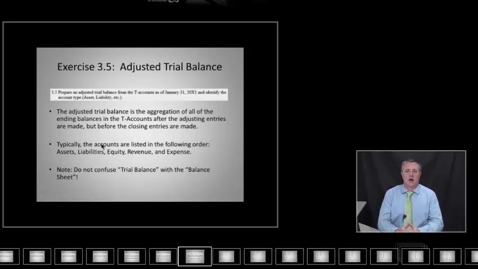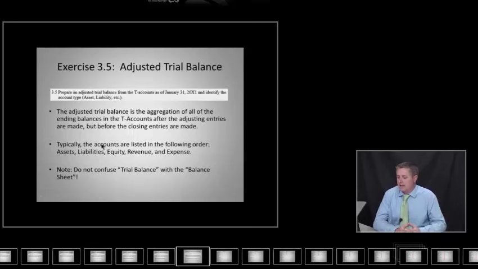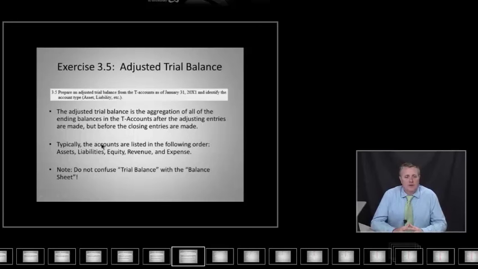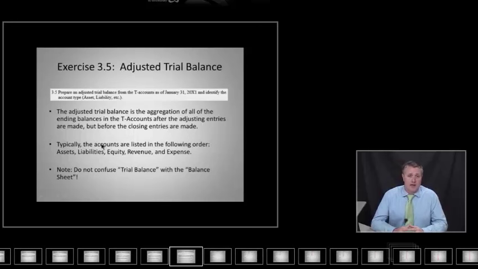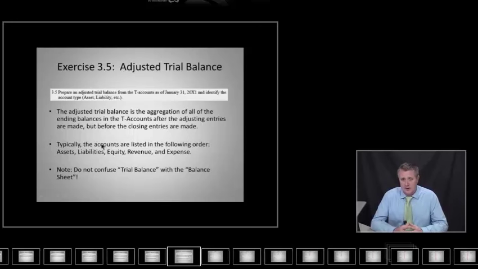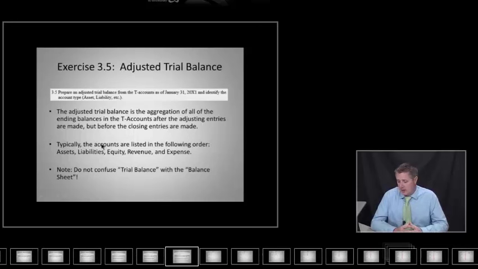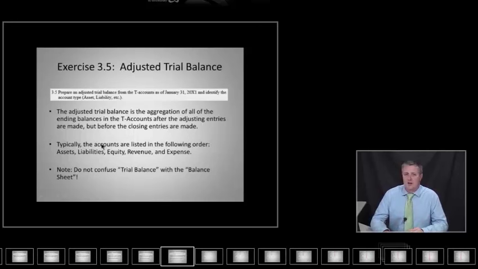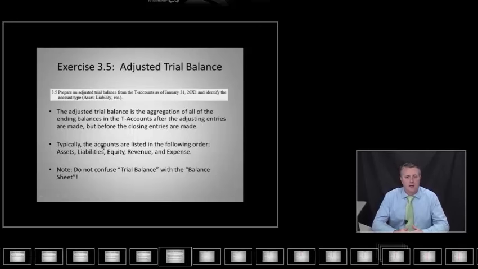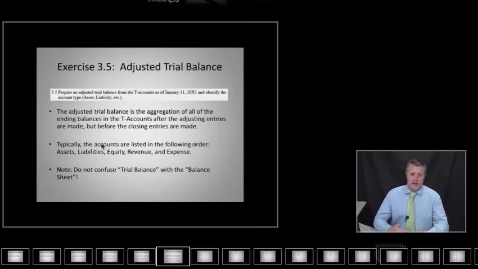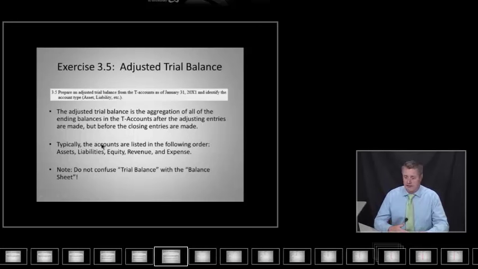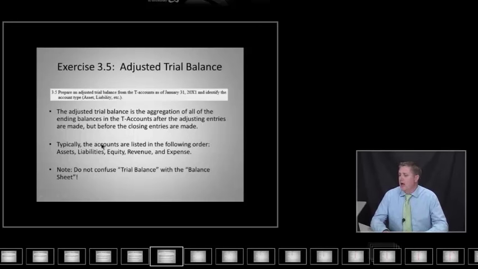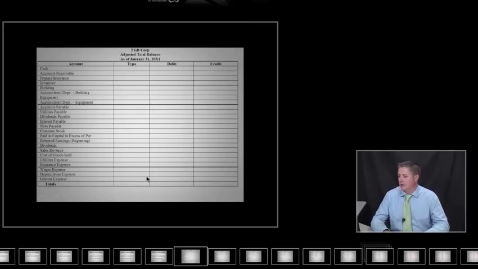Now, something important here. When we use the term adjusted trial balance, sometimes students try to get this confused with the balance sheet. The balance sheet basically reflects the financial position at a point in time. The only thing on a balance sheet is assets, liabilities, and equity. Okay? The balance sheet reflects the accounting equation. So a trial balance is usually the accumulation of the balances of all accounts, including revenue and expense accounts. So don't confuse trial balance with the balance sheet. And so here's what our trial balance would look like.